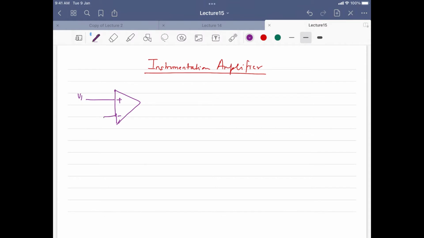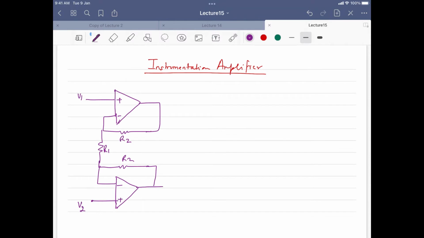So we have this as R2, then we have R1. Minus, plus, then we have V2. So now I think most of you are comfortable with writing out the equations for these things.